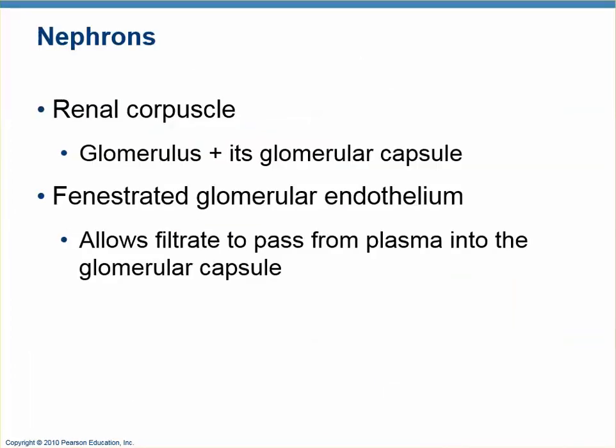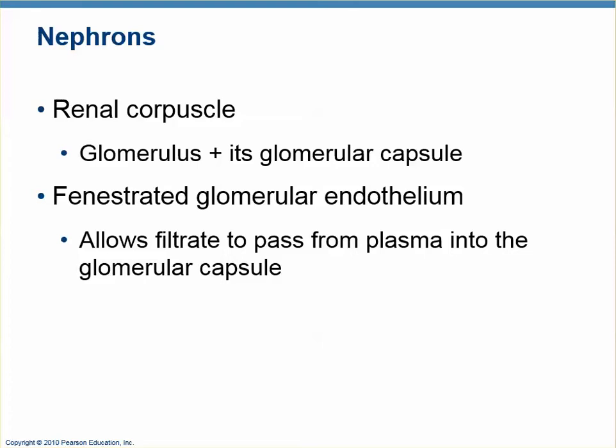So it starts out at the renal corpuscle, the glomerulus and the glomerular capsule. And in these capillaries in the glomerulus, they are fenestrated capillaries. They are very leaky capillaries. They allow liquid to pass from the blood plasma into the space that is in the capsule.